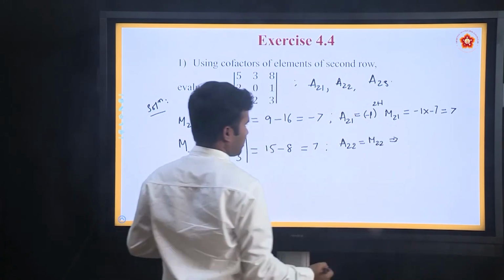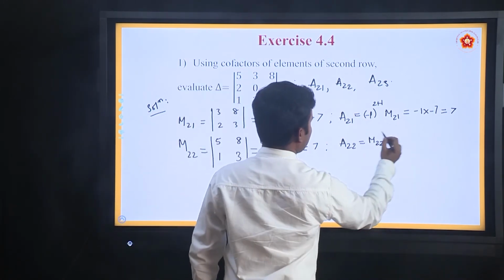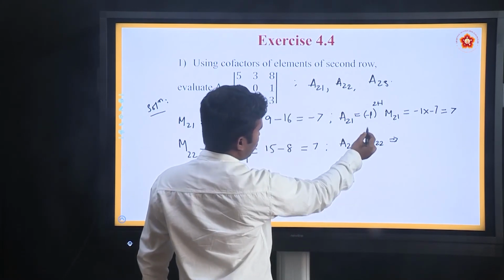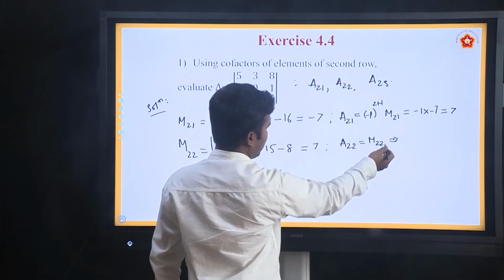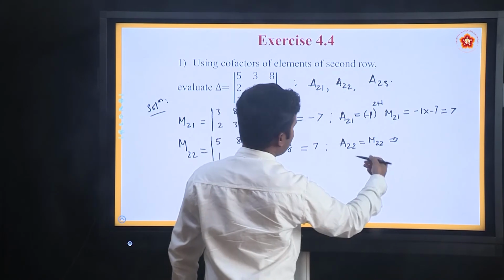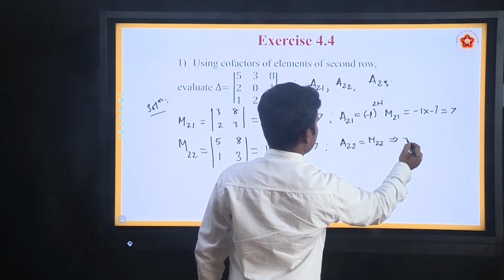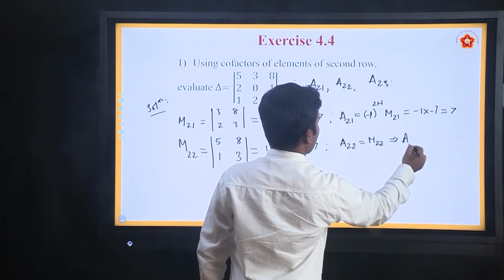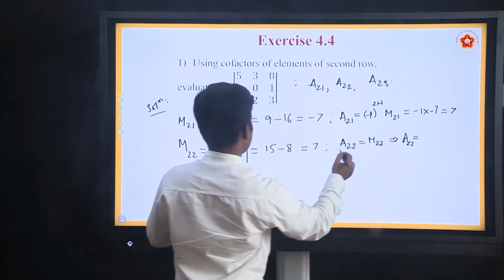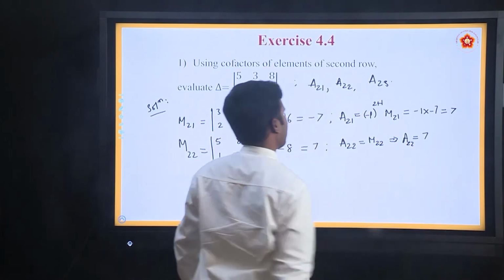So, what is A22? A22 is nothing but M22, as we discussed before, because minus 1 to the power 2 plus 2 is positive. So, A22 is M22, and what is M22? 7, okay.